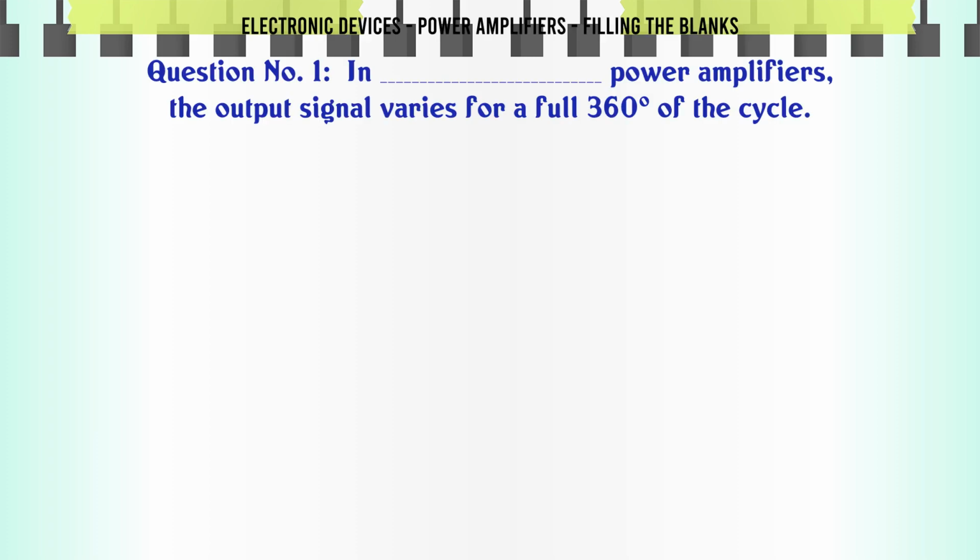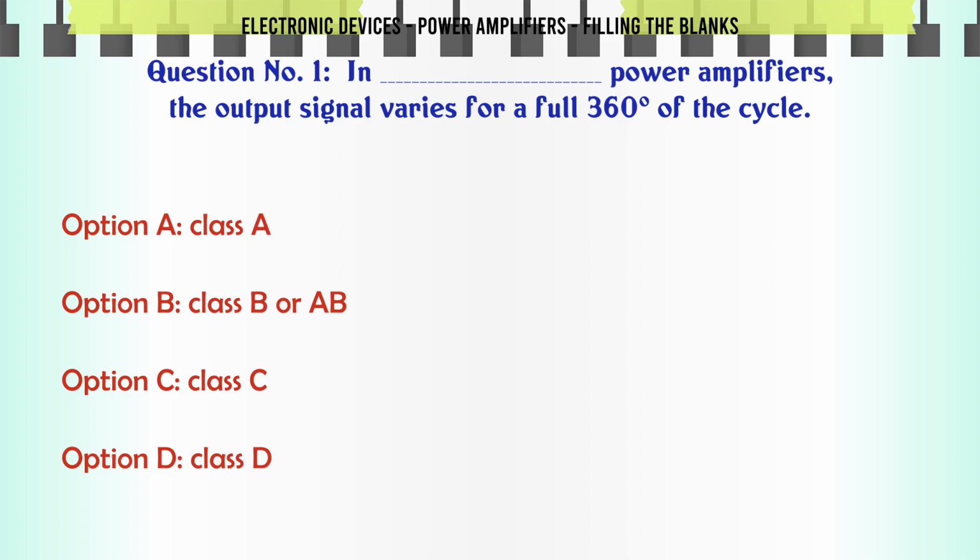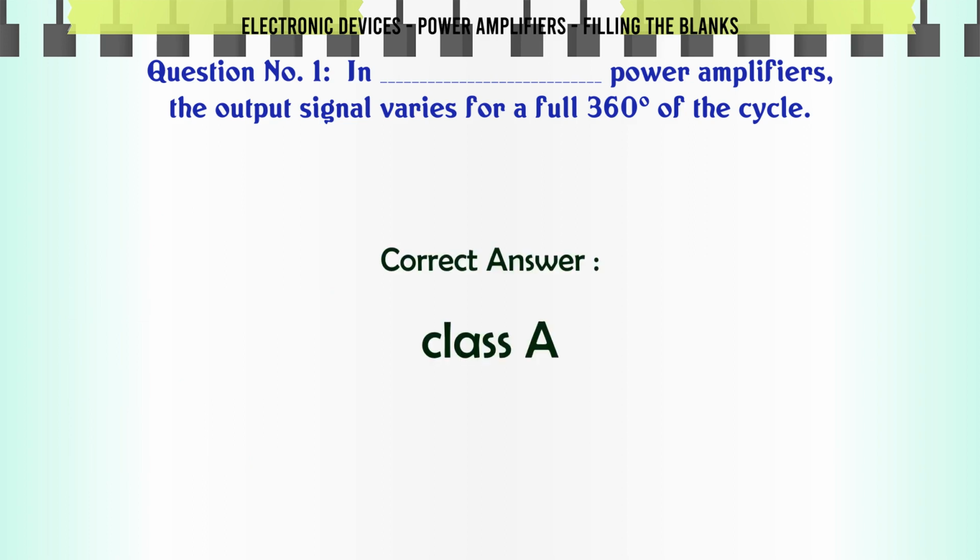In power amplifiers, the output signal varies for a full 360 degrees of the cycle. A: Class A, B: Class B or AB, C: Class C, D: Class D. The correct answer is Class A.